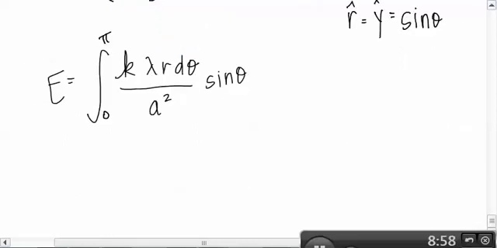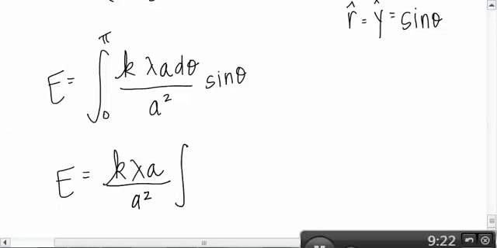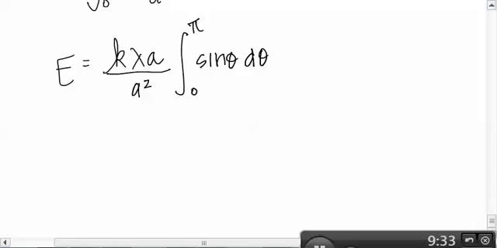We can pull out the stuff that's constant. Our electric field would be K lambda R, but R is A, so let's fix that. I'll fix it in both places, right here and right there. Sorry, kids. What's the integral of sine theta?